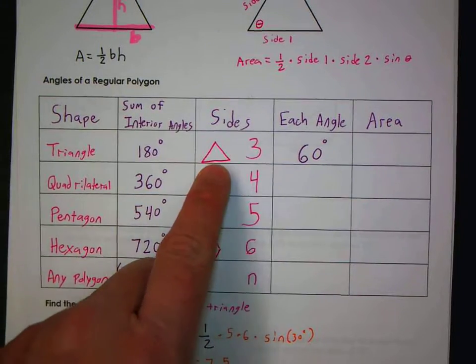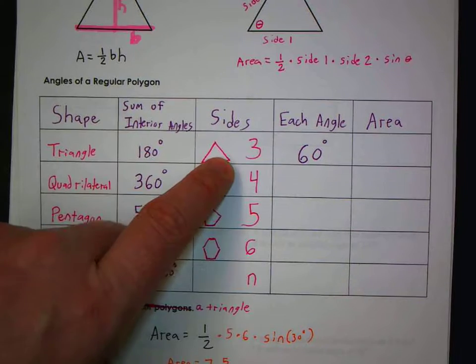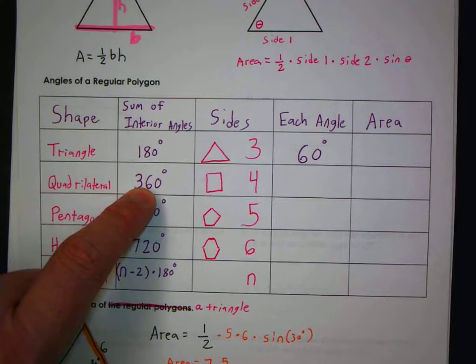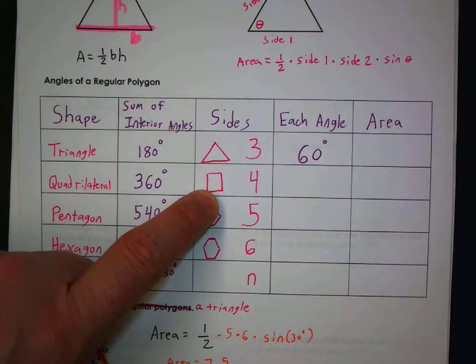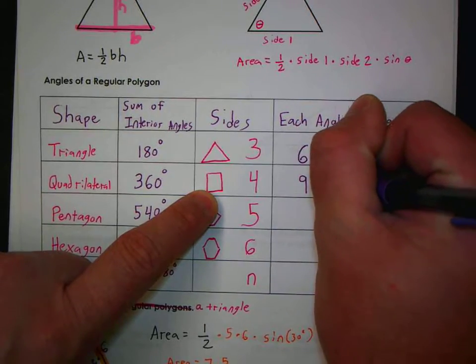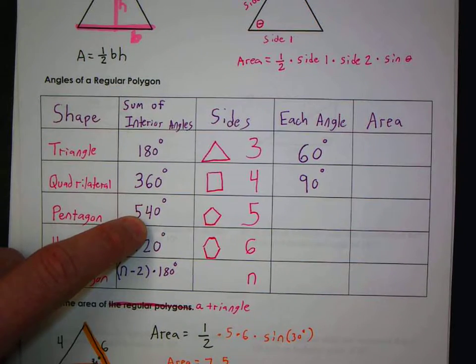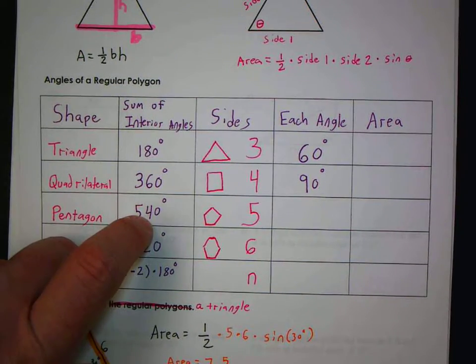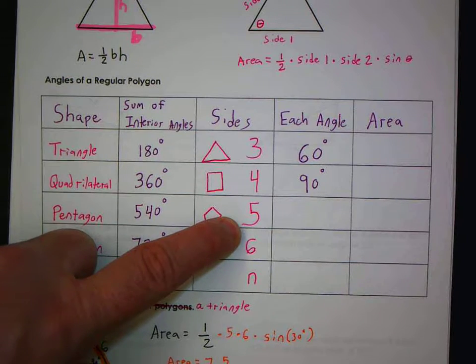Because if all 3 sides are equal, that means all 3 angles are equal. You have 180 degrees split between 3 angles. So here, you have 360 degrees to split between 4 angles. And you already know a square, 360 divided by 4 would be 90, right? If you have a pentagon, 540 degrees, and you split it between 5 sides, which means 5 angles, 540 divided by 5 is 108.